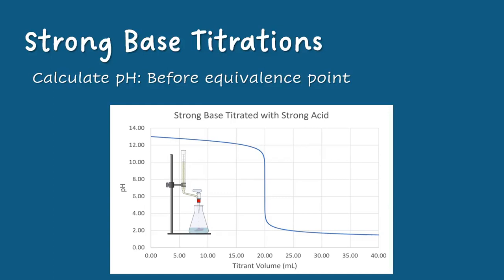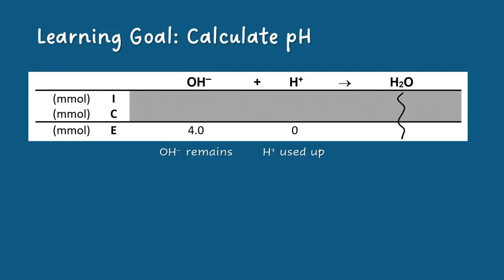Hi everyone! This video looks at a strong base titrated with a strong acid, and we'll focus on the pH calculation before the equivalence point. When the titrant volume in the problem is more than 0 milliliters, then we have to set up a millimole table. The E row of our millimole table tells us where we are on the titration curve and guides us as to how to calculate the pH from that information.